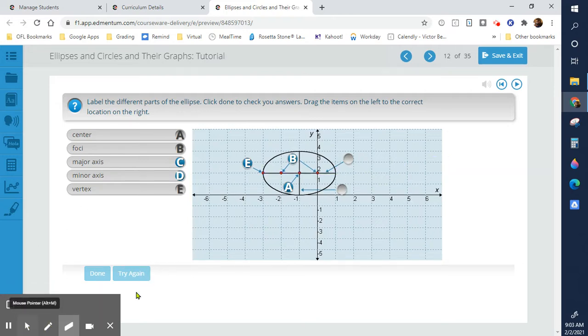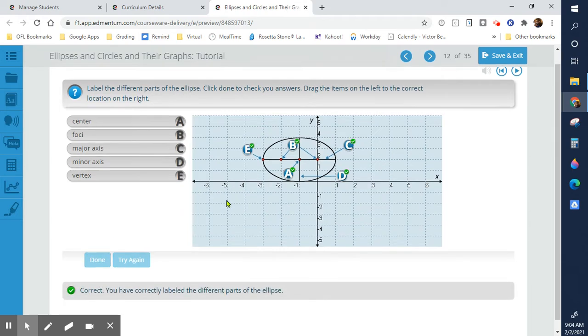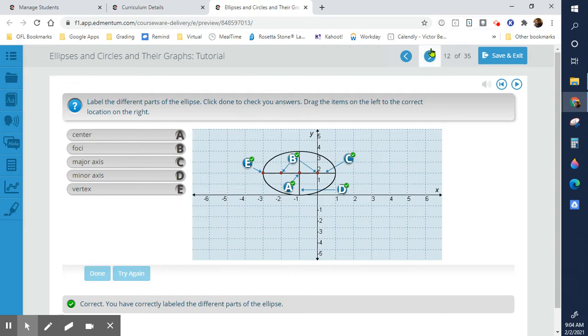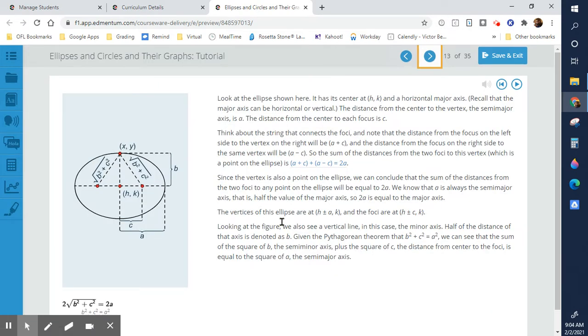So the next one we're looking at is, you see that they're pointing at this line right here, the short line. That would be known as our minor axes. So we're going to call that our minor axes. And then we have an arrow pointing at this long line. That's our major axes. All right, so let's click done. And we got them all correct. Perfect. So moving on.